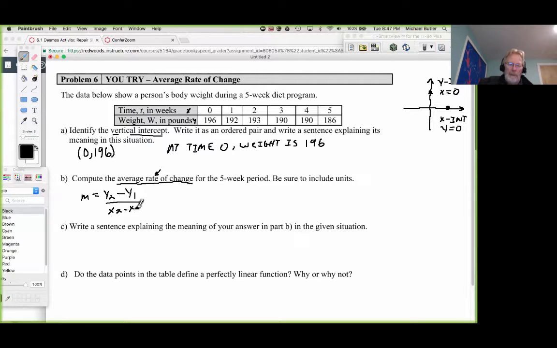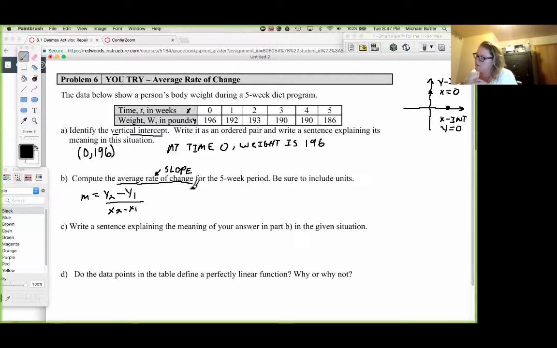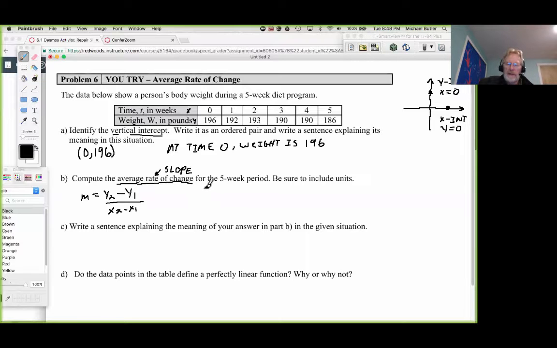Whenever you see the word rate, you want to think slope. They're pretty much interchangeable with each other. Okay, so then I have to do that 5 different times, right? Well, if it's exactly linear, it's going to stay the same.